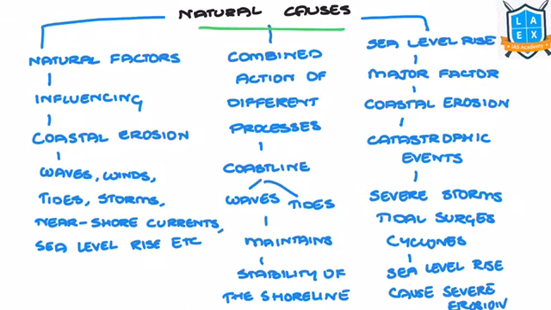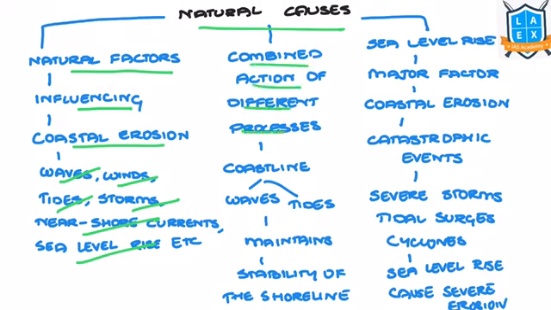Natural causes. The natural factors influencing coastal erosion are waves, winds, tides, storms, near shore currents, sea level rise, etc. The combined action of different processes on the coastline, like waves and tides, maintains the stability of the shoreline. If for any reason the sediment supply to a section of beach is reduced due to littoral drift or sea level rise or constant impact of waves, it can cause severe erosion.